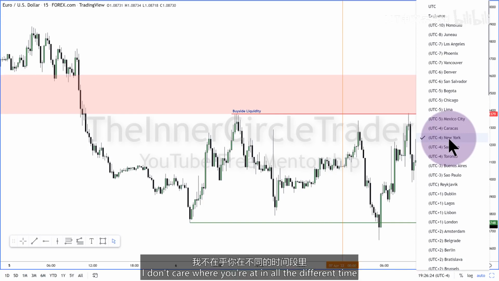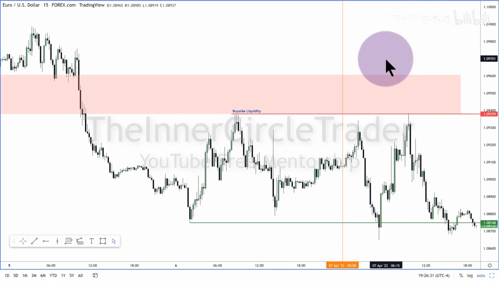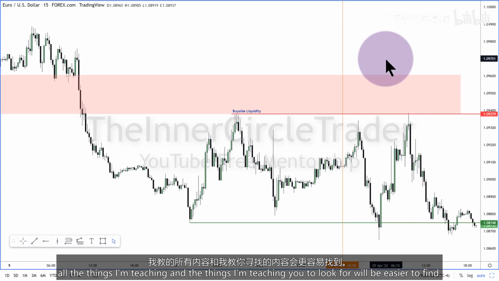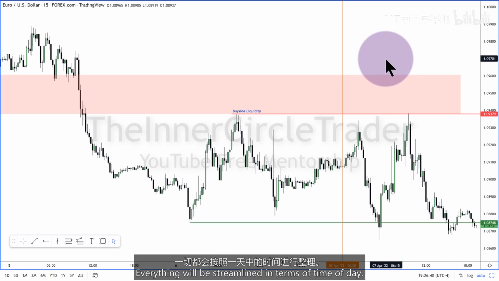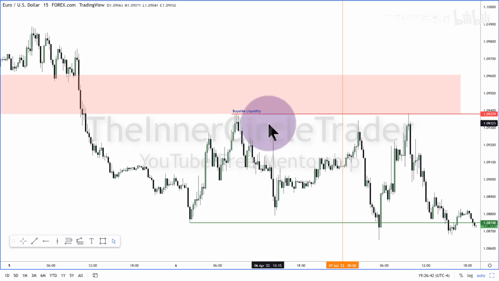I don't care where you live. I don't care where you're at in all the different time zones. Your TradingView chart needs to be set to this. If you do that, your chart will match all the things I'm teaching, and the things I'm teaching you to look for will be easier to find. Everything will be streamlined in terms of time of day.